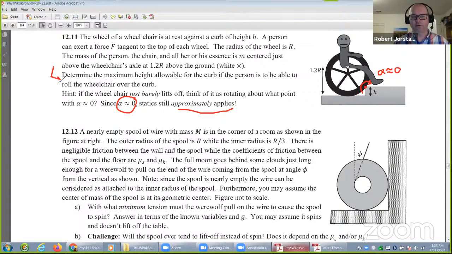So that's the trick to doing these things. You say, I want it to rotate, so I find the cutoff value by setting acceleration to 0, sort of like we did in on the verge of slipping. We would set acceleration to 0, and you could solve for mu static or normal force or something.